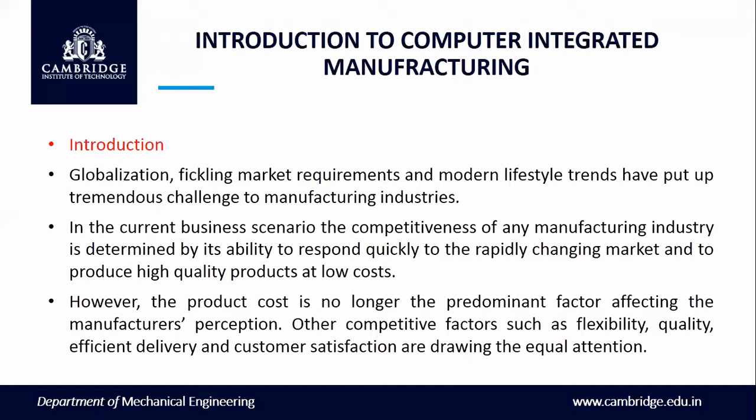That is globalization, market volatility, changing market requirements and modern lifestyle trends have put up tremendous challenges to manufacturing industries. If you want to use some other types of manufacturing, the main thing is globalization has been done, and then volatility in the market will be there. Okay, in the current business scenario, the competitiveness of any manufacturing industry is determined by its ability to respond quickly. That is, you have to change.